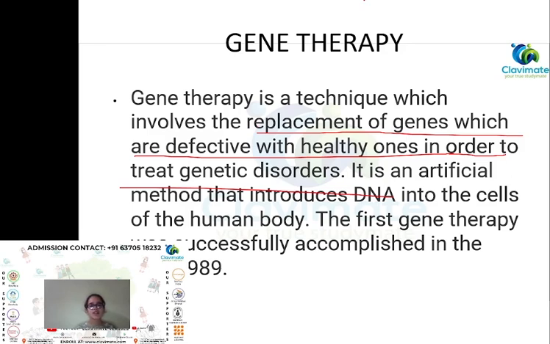What exactly gene therapy means is that we need to identify the defective genes and we need to replace the defective genes with the healthy ones so that we will be able to cure the particular genetic disorders. So it's an artificial method that introduces DNA into the cells of the human body. The first gene therapy was successful in the year 1989.